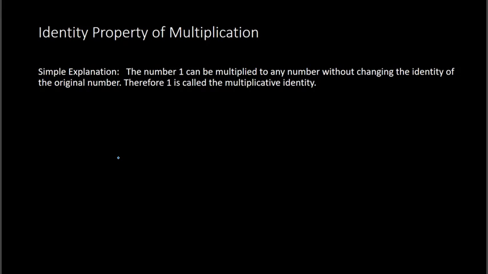In math notation, we can say that a times 1, or 1 times a, would equal a. We started with a, multiplied by 1, we still have a when we multiply. So it does not change the identity when I multiply by 1. With real numbers, we started with 6, multiplied by 1, and our answer is still 6. So that would be your identity property.